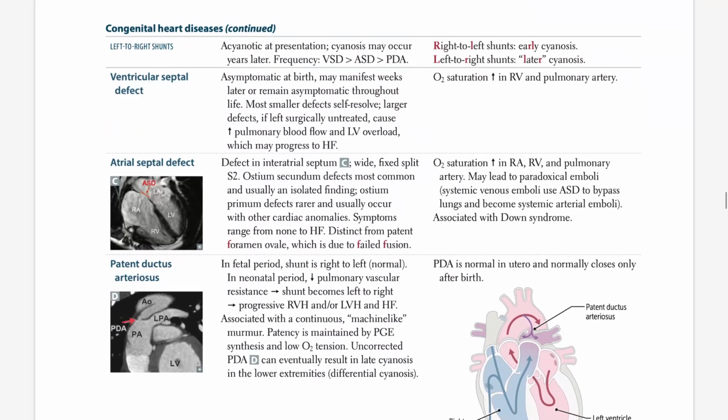Now let's talk about left to right shunts. So left to right shunts, these patients are going to be acyanotic, high yield. Now we're going to compare and contrast. Right to left shunts were cyanotic. These are acyanotic at presentation, and they will develop cyanosis years after birth. The other guys were blue babies right after birth. These guys, cyanosis after years.